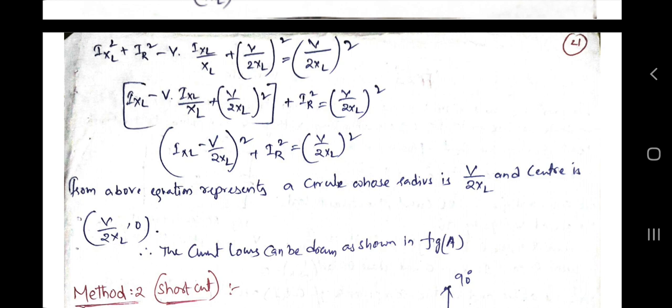From the above equation, it represents a circle, whose radius is V by 2XL, and the center point is V by 2XL comma 0. Now you have to see this is V by 2XL comma 0. The current locus can be drawn, which is in figure A, as you already know.